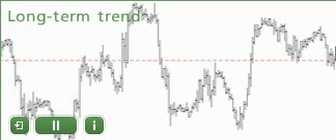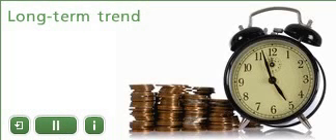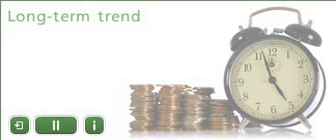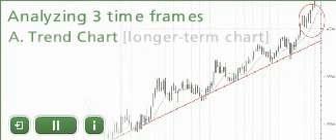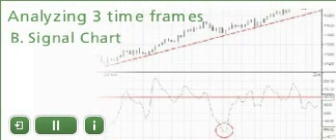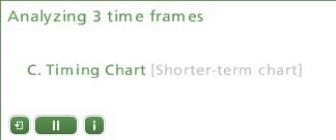Regardless of which time frame you trade from, short-term or long-term, you should always be aware of trends and levels of support and resistance across multiple time frames. This enables you to identify how strong various trends and levels of support and resistance are. You should consider analyzing at least 3 charts or time frames in your technical analysis: a trend chart, which is a longer-term chart; a signal chart, which is the chart you typically use in your trading; and a timing chart, which is a shorter-term chart.